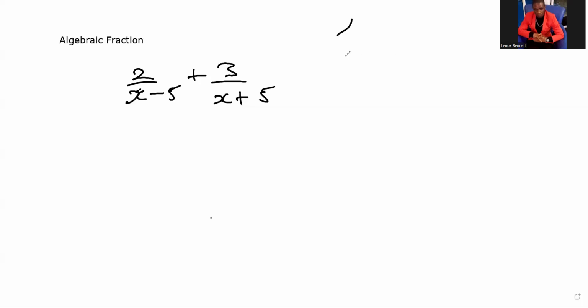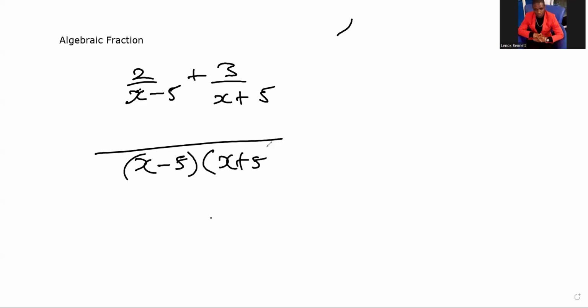Alright, so we'll find our LCM, which we know is the product of these: x minus 5 times x plus 5. From yesterday we established, right? x minus 5 will cancel out, so that will leave x plus 5. And of course, we expand the bracket: 2 times x, 2x, 2 times 5, 10.